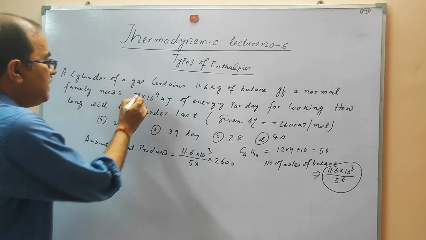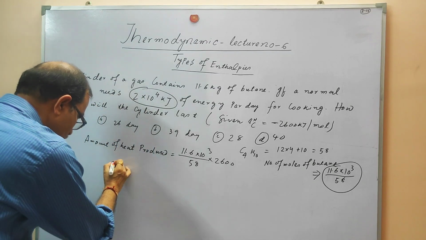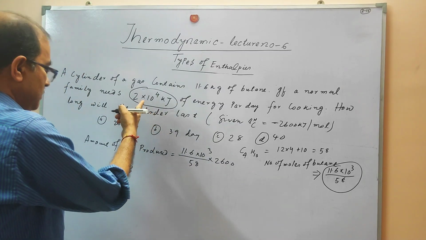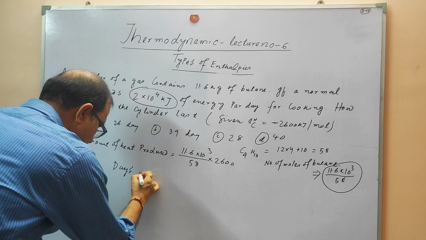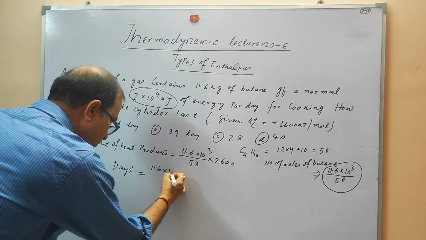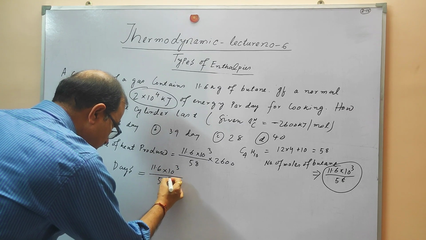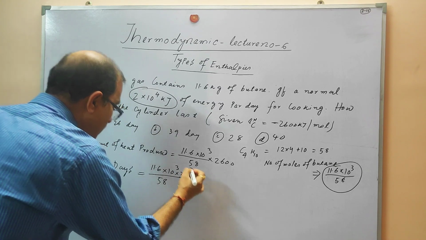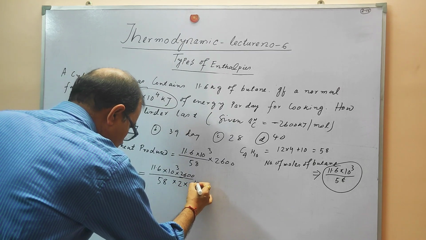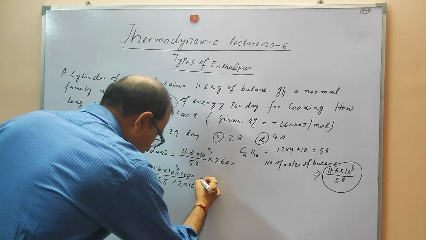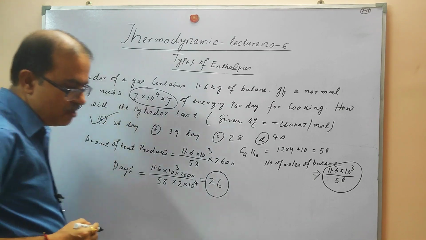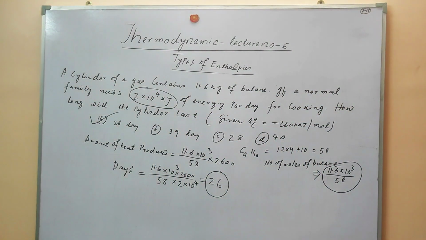Okay, per day you need this amount of energy. That means we have to find how many days the cylinder will last. That will be given by 11.6 into 3 divided by 58 and 2600, and you have to divide this, and it will come around 26. You will calculate and find this will be 26, and the answer will be this. So this type of numericals will come.